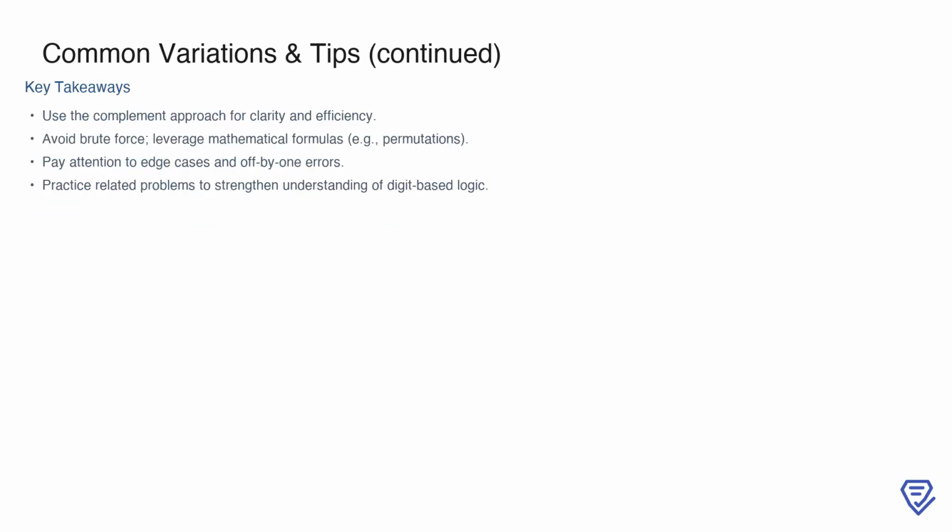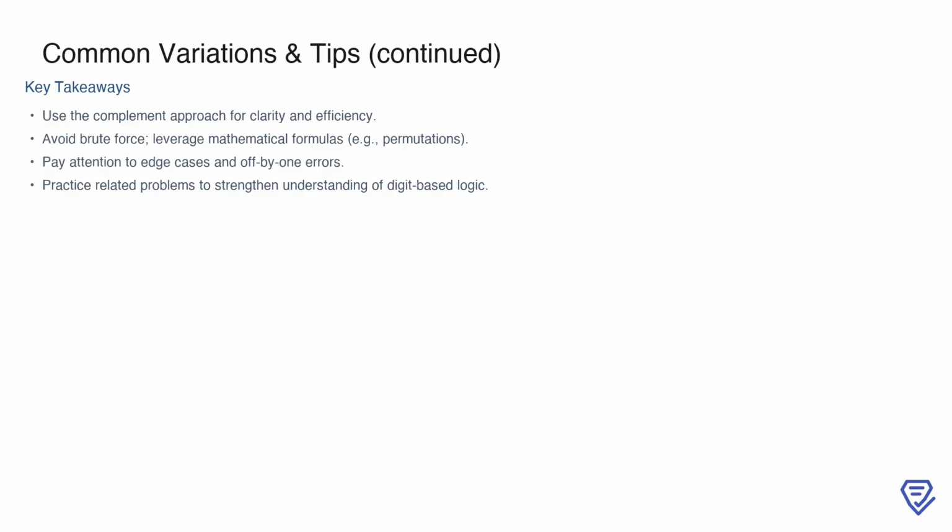To summarize, there are several key takeaways to keep in mind for this problem. Using the complement approach is not only clearer but also more efficient than directly counting numbers with repeated digits. It allows you to break the problem into manageable steps. Avoid brute force methods, instead, leverage mathematical formulas like permutations for optimal performance. Always pay close attention to edge cases and off-by-one errors, as these can easily lead to incorrect results.